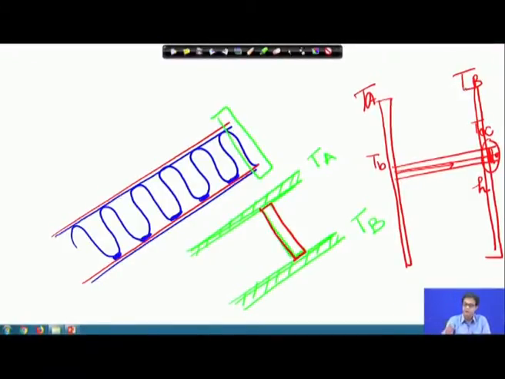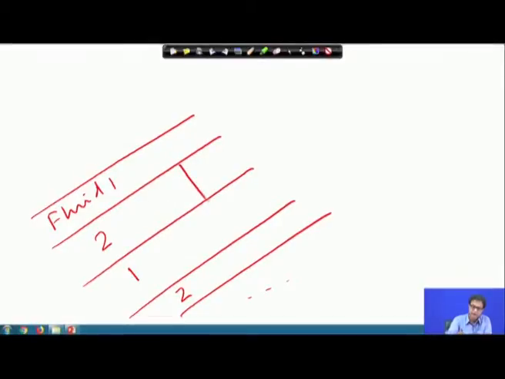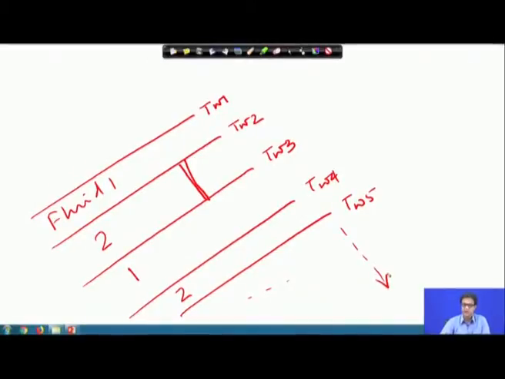Similarly, if we look at the complete assembly, we will find that there are different layers of fins, say this is designated for fluid 1 and this is fluid 2, this is again fluid 1 and fluid 2, and so on. But eventually, you will be solving at any time for T wall 1, T wall 2, T wall 3, T wall 4 and T wall 5, and it will continue like that in the actual exchanger.